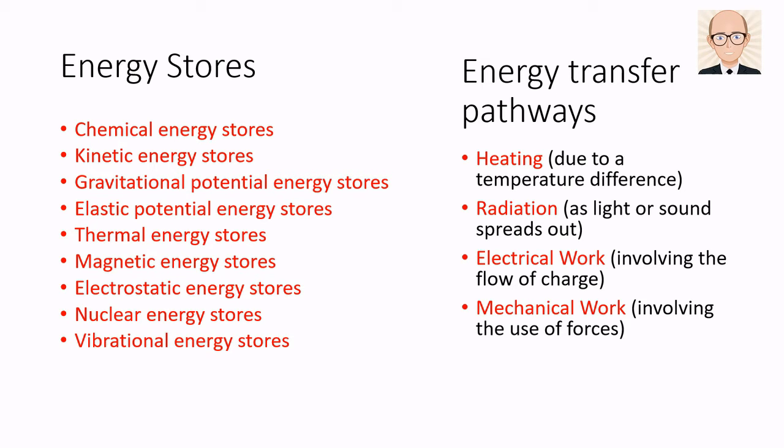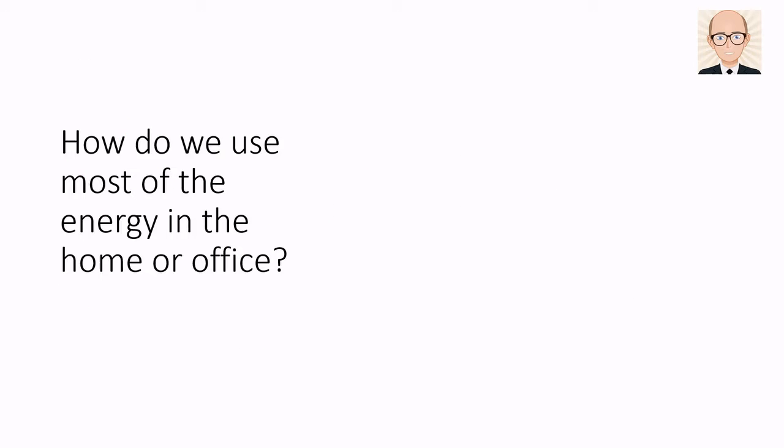Taking an image from one of the earlier videos in this energy series, we can see that there are 9 energy stores and 4 energy transfer pathways. We're going to look at which ones we use most often in our homes, offices and schools. Focusing on the transfer pathways first, how do we use most of the energy in our home or office? Or rather, what I mean is, which transfer pathways do we use?